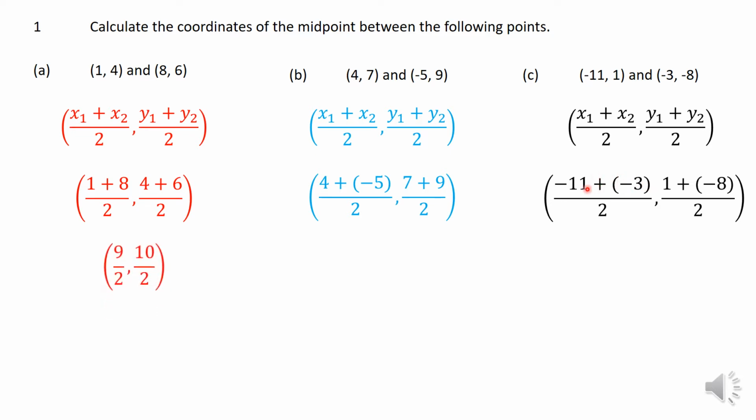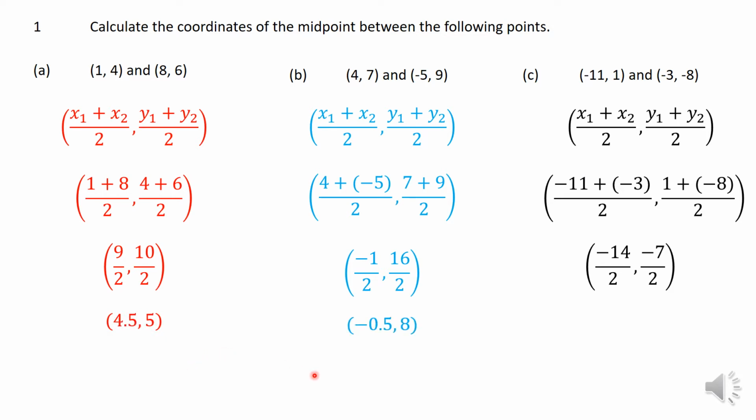Okay, so this is where we are after you clean that numerator. First answer is (4.5, 5). The next one is (negative 0.5, 8), and the other one should be (negative 7, negative 3.5).